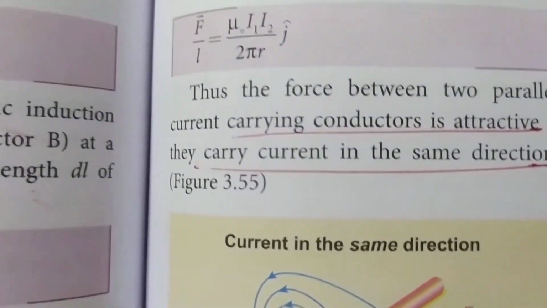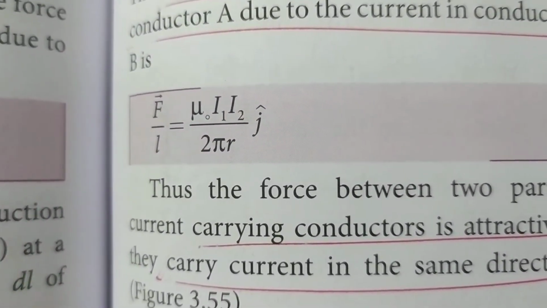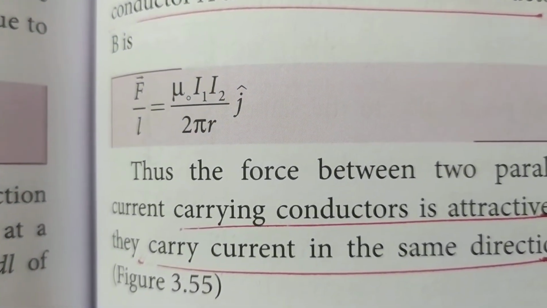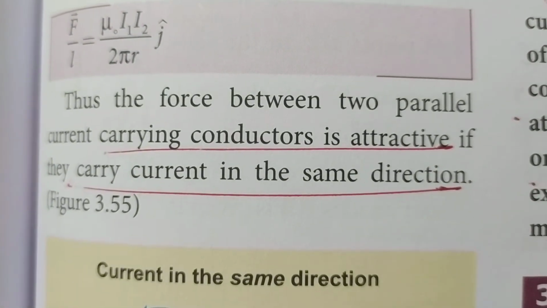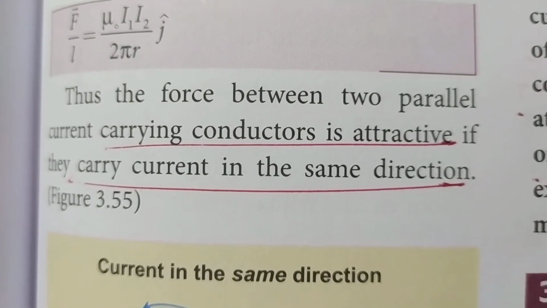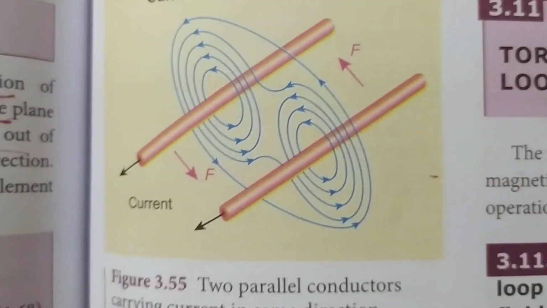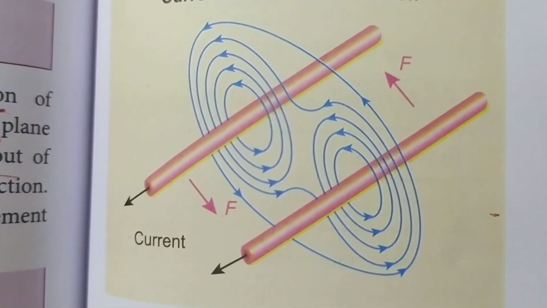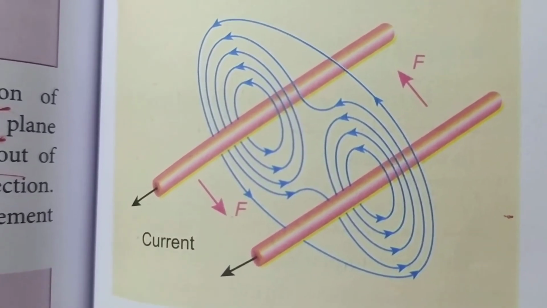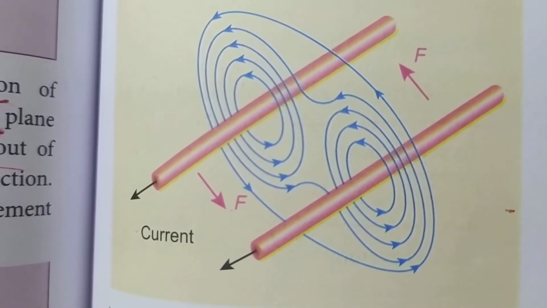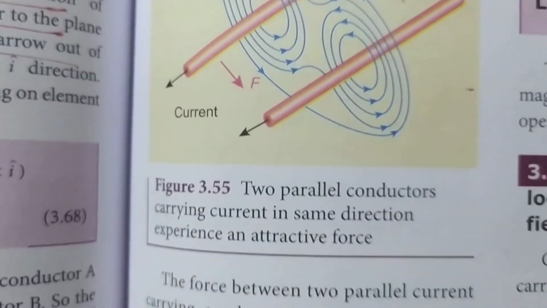So here also F by L is equal to mu naught I1 I2 by 2 pi r into j cap. So current carrying conductors attract if they carry current in the same direction. When you see this diagram, you can understand that the two conductors A and B attract each other, and this happens when the current flows in the same direction.